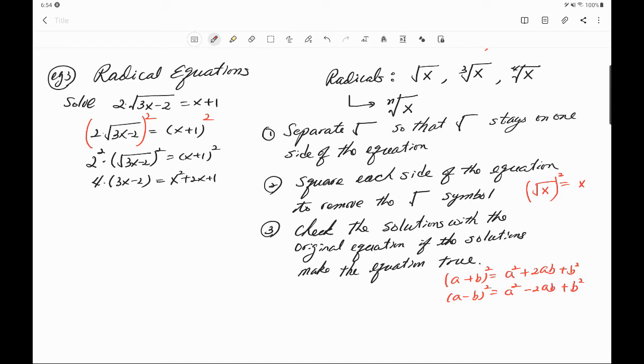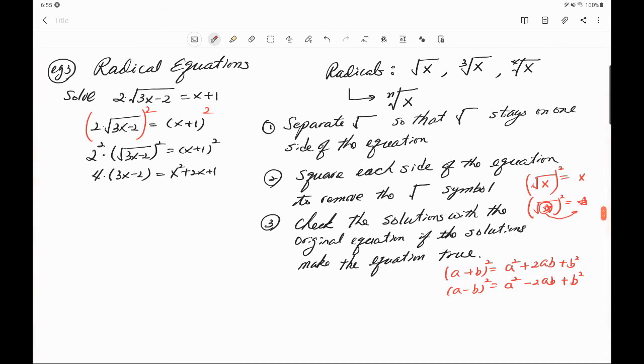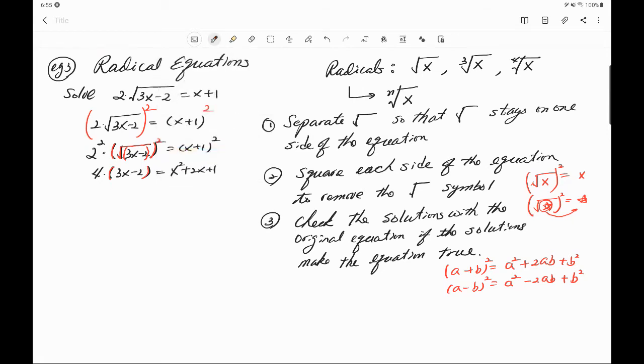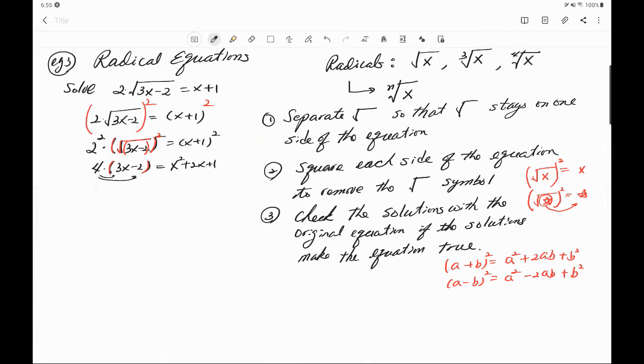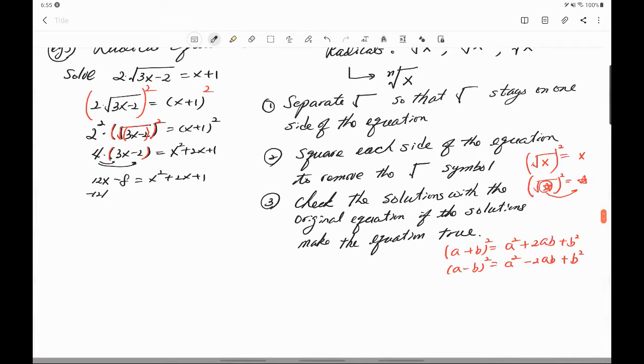By the way, the square root of something squared: let's say you have a square root of a star, and this is squared. Then the answer is just the star taken outside. Same thing here: you have a square root, and this square root is squared, so we take this out. So we have 3x minus 2. Make sense? All right. Then let's do the distribution property. So 3 times 4 is 12x minus 8 equals x squared plus 2x plus 1. So why don't we move all the terms from the left to the right?